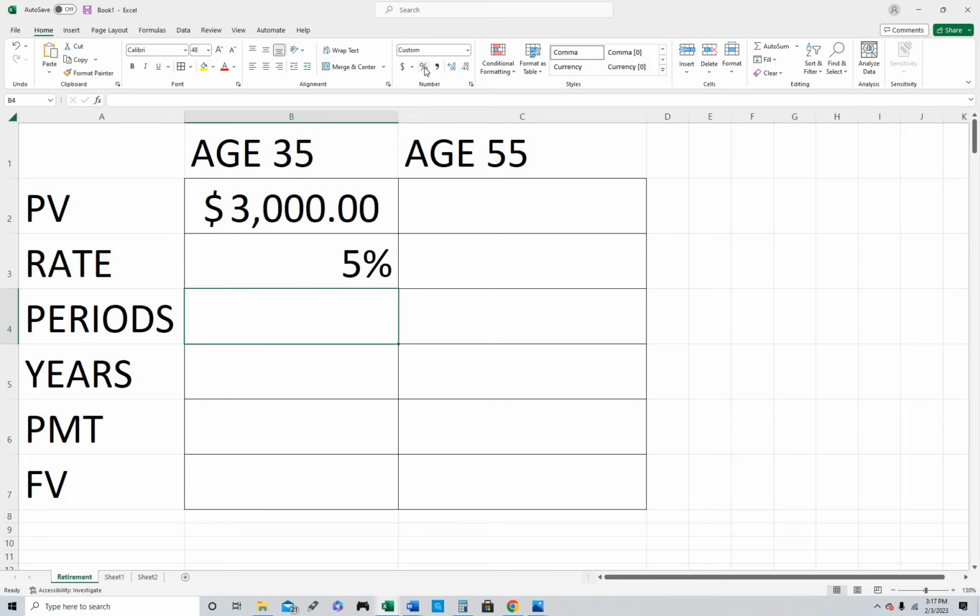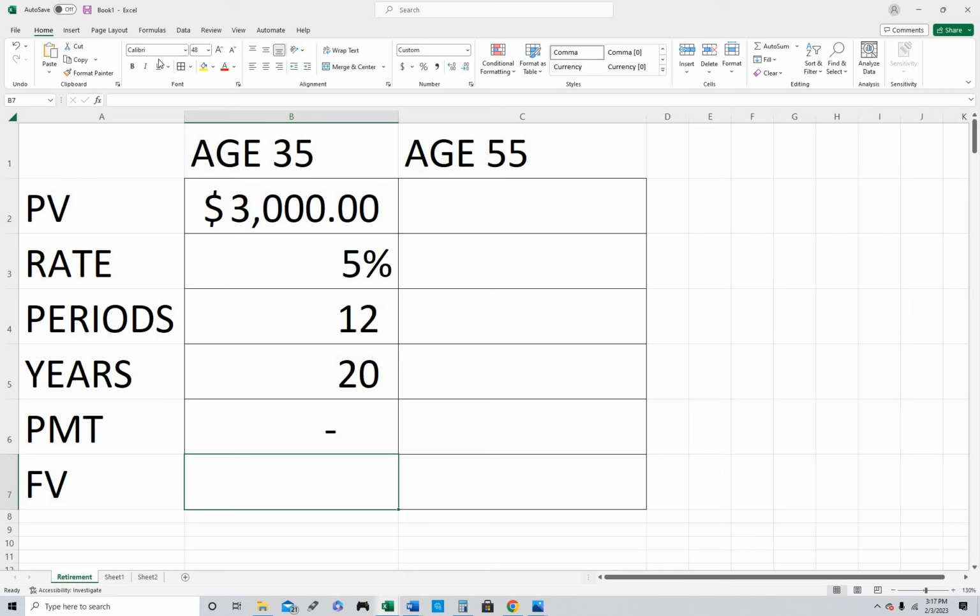The number of periods we have will be 12 because it is compounded monthly. It would have been 4 if it was compounded quarterly and so on. But in our case, it's 12 months. And then for years, there's 20 years between the age 35 and 55. And then our payment is going to be 0. From that time period, we were not investing any other money other than that initial $3,000. And now we want to know what is the future value, or FV, of that money that we initially invested.